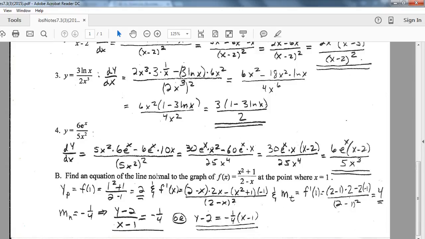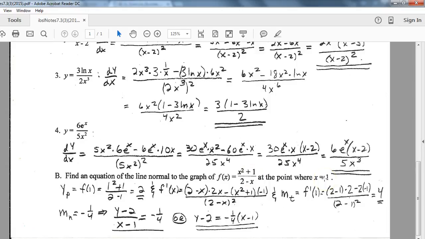I have students make that mistake all the time on tests, simply because it traces all the way back to geometry. Anytime you have a line that's tangent to a circle, it is perpendicular to the radius, and so that seems to be where students trace that back to. So remember, tangent does not mean perpendicular. Normal means perpendicular. So for this one, remember, I need a point and a slope.